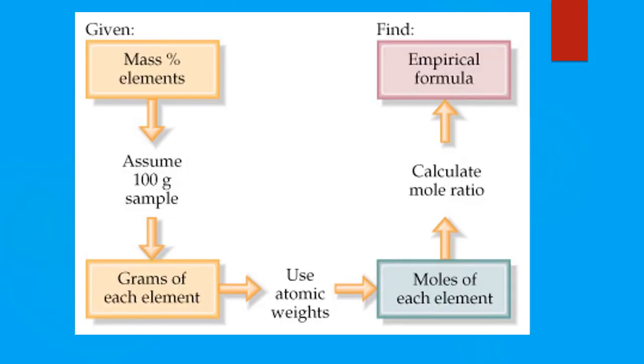So what this is showing us is basically how we move from mass of the elements to empirical formula. So we start with mass percent of elements. Then, if we're given mass percent, we assume it's out of 100 grams. Then we get grams of each element. We divide by atomic weights to give us moles of each element. Then we calculate our mole ratio by dividing by the smallest amount of moles. And then we can use those numbers to give us our subscripts in our compound. And that gives us the empirical formula.